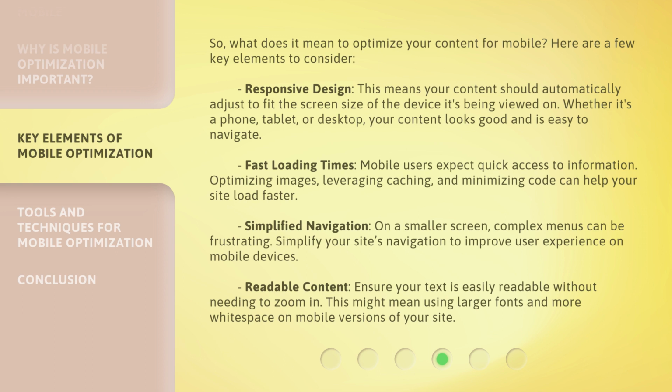Fast loading times. Mobile users expect quick access to information. Optimizing images, leveraging caching, and minimizing code can help your site load faster. Simplified navigation. On a smaller screen, complex menus can be frustrating. Simplify your site's navigation to improve user experience on mobile devices. Readable content. Ensure your text is easily readable without needing to zoom in. This might mean using larger fonts and more whitespace on mobile versions of your site.